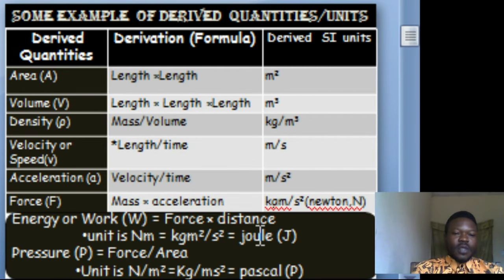Pressure, pressure is the ratio of force per unit area, the force over area, and the unit is Newton per meter square. Newton as a unit of force, and meter square is the unit of area, and it is also known as Pascal. The unit is Pascal.